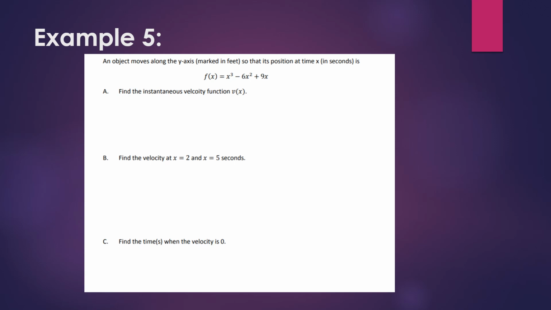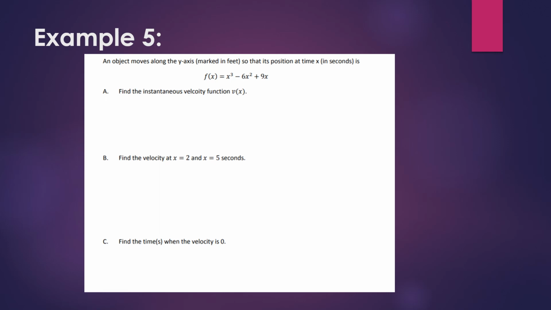So example 5, they want to give us a little bit of a real-world example of how we could use calculus. And it says that an object moves along the y-axis, which is marked in feet, so that its position at time x in seconds is f of x equals x cubed minus 6x squared plus 9. And for part A, they say find the instantaneous velocity, or v of x. So if the function is position, the derivative of position is velocity. So position is in feet. The derivative with respect to time would be feet per second, which is velocity.